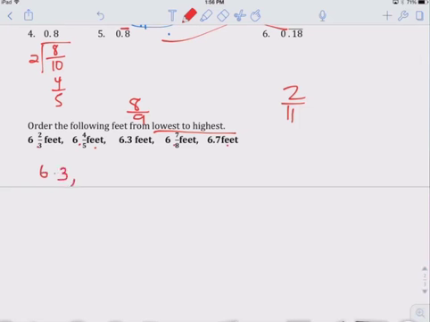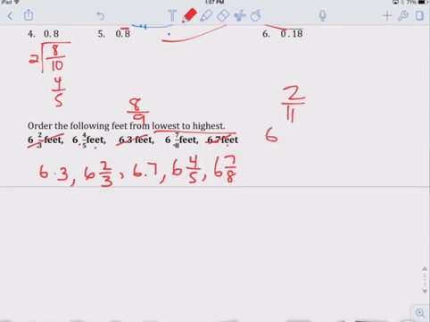And then 6 and 2 over 3, and then 6.7 feet, and then let's see, we got this, this, this. You order them. 6 and 4/5, and then 6 and 7/8. It's in that order. I need to see the work.